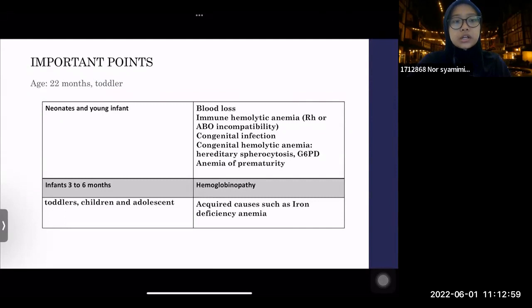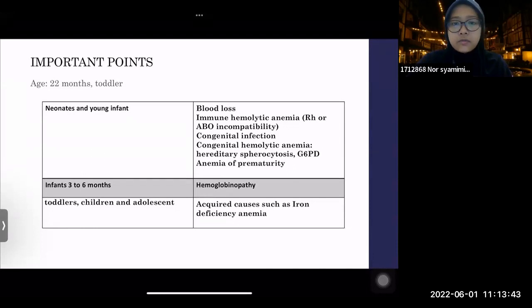For example, in neonates and young infants, it can be due to blood loss, such as intrauterine blood loss, placental abruption or subgaleal hemorrhage, or due to immune hemolytic anemia, congenital infections such as parvovirus B19, congenital hemolytic anemia in hereditary spherocytosis or G6PD, and also anemia of prematurity. In anemia of prematurity, the preterm infant has lower hematocrit and hemoglobin and a shorter red blood cell lifespan compared to the term infant. Their decline in RBC production occurs earlier after birth, so it will be much more severe.